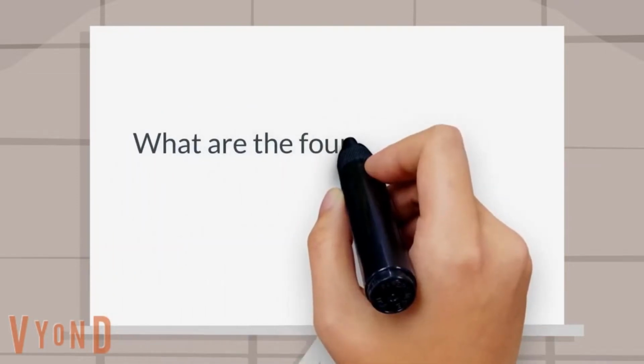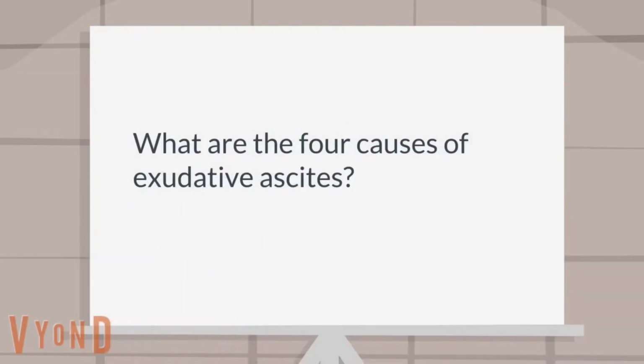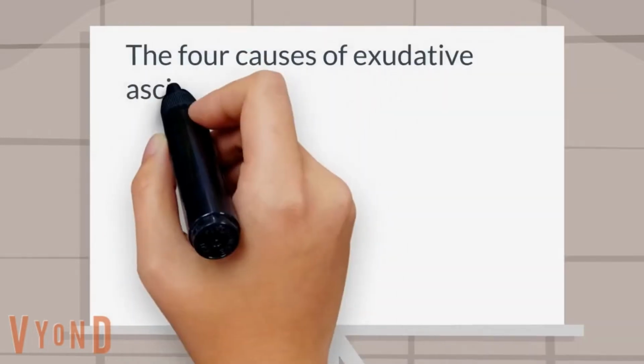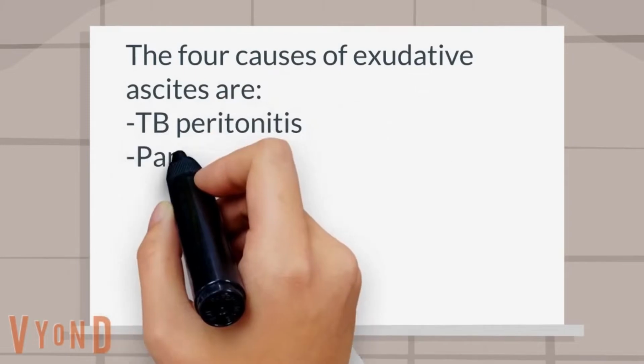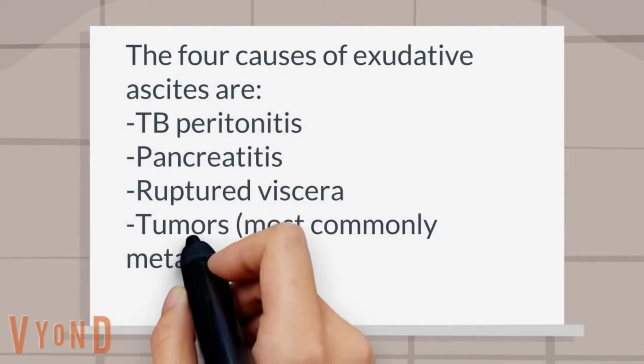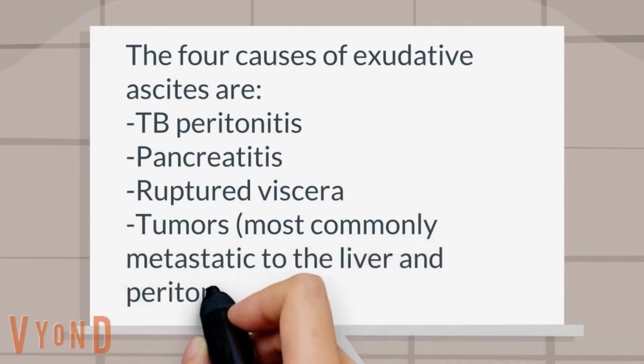What are the four causes of exudative ascites? The four causes of exudative ascites are TB peritonitis, pancreatitis, ruptured viscera, and tumors, most commonly metastatic to the liver and peritoneal cavity.